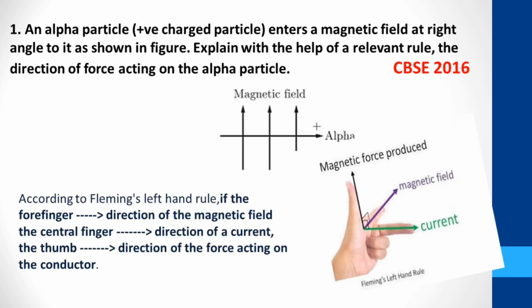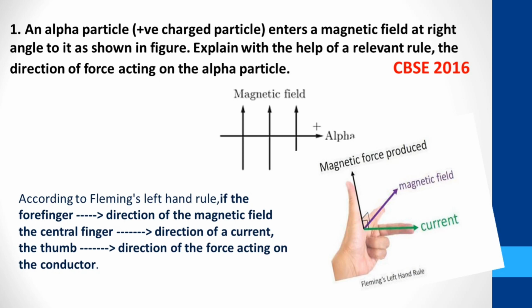According to Fleming's left hand rule, if you stretch your thumb, forefinger and middle finger of the left hand mutually perpendicular to each other, then if the forefinger shows the direction of the magnetic field, the central finger shows the direction of the current, then the thumb shows the direction of the force acting on the conductor or on the charged particle. Here in the question, the direction of magnetic field and the direction of current is given.